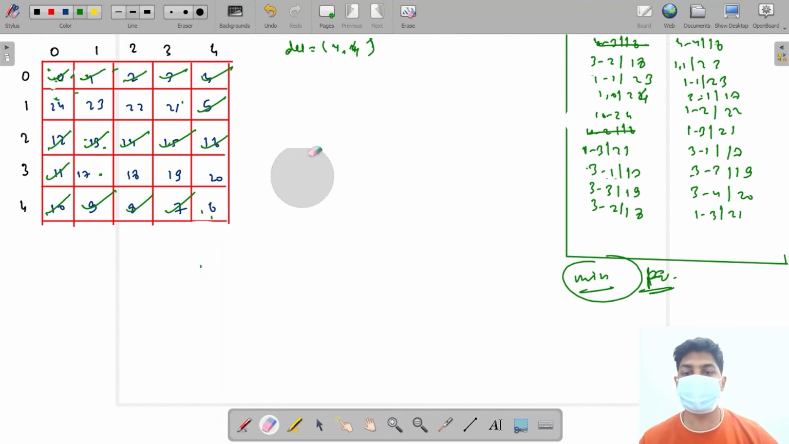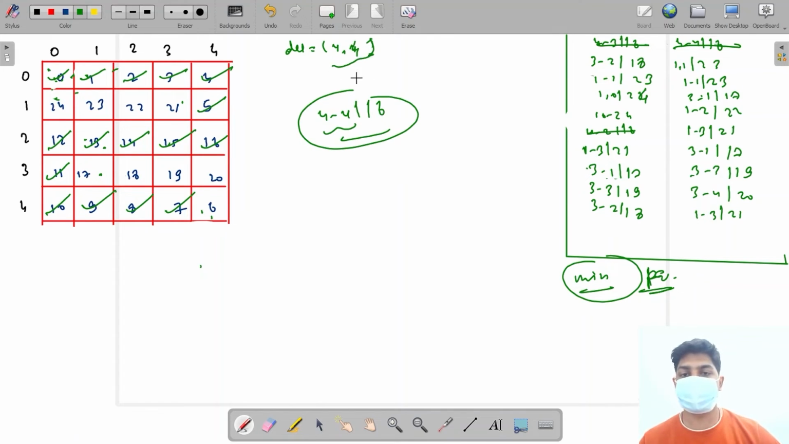Now again let's remove the minimum element. Minimum element is what, 4 comma 4 with 16. If we see, 4 comma 4 is equal to destination, so we will stop over here. We have found the answer, and the answer is what, 16 is the maximum time we have waited in our path. So our answer will be 16.